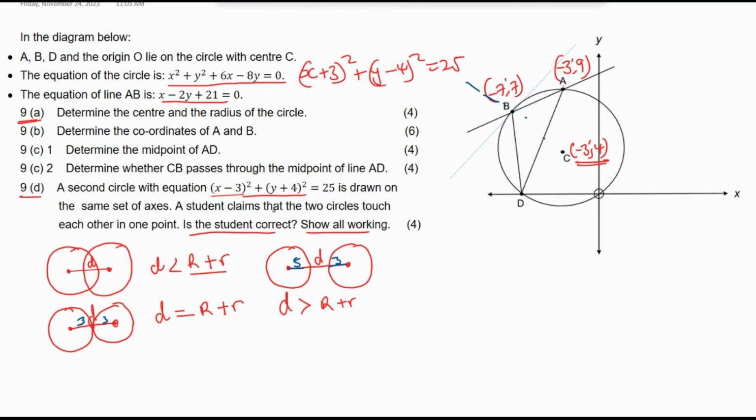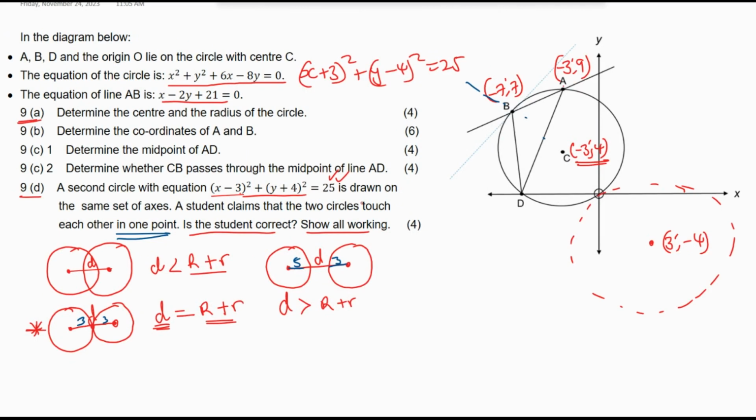A student claims that the two circles touch each other at 1 point. So we're looking at this situation where the distance between the two centers is equal to the sum of the radii. We have the radii. Let's say this circle, the center is 3, negative 4. Let's say it's here, 3, negative 4. That's the center. You see the circle is going like this. Just a rough sketch.